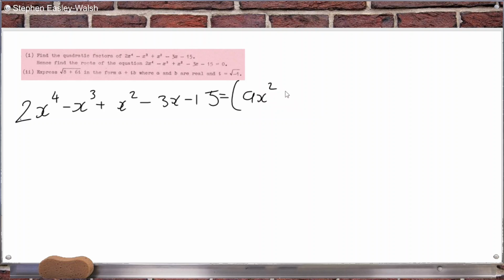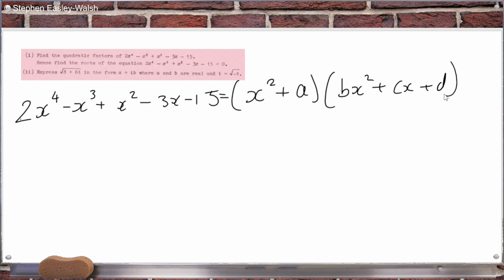x squared plus, let's just call it a. And then the other quadratic is bx squared plus cx plus d. And it's interesting because recently I did a question like that where I did assume something like this, but there was enough information in the question to let me believe that these were the forms for the factors.